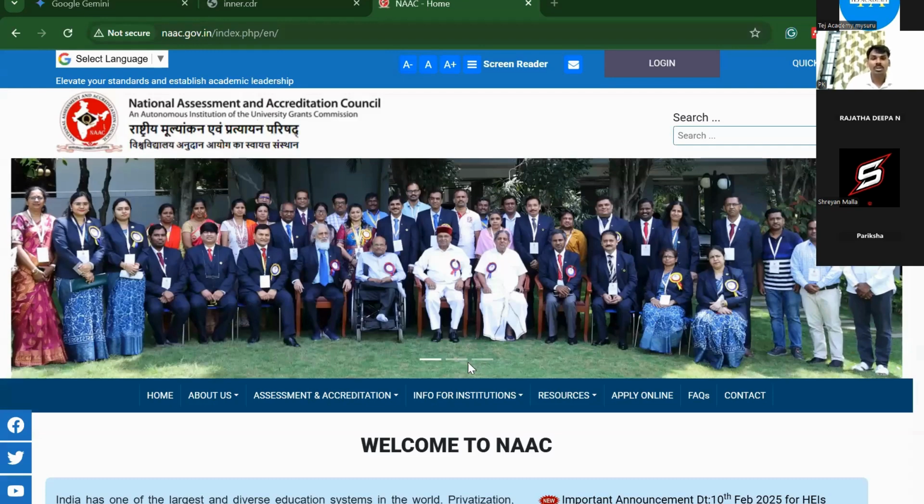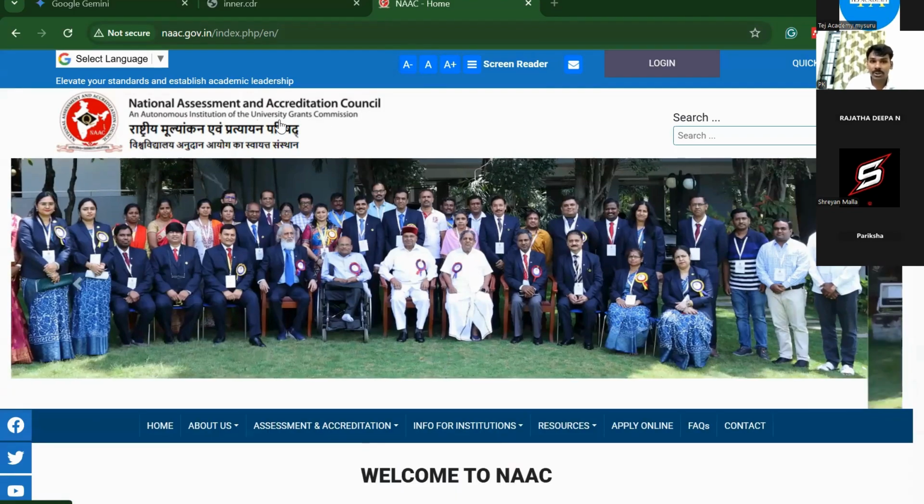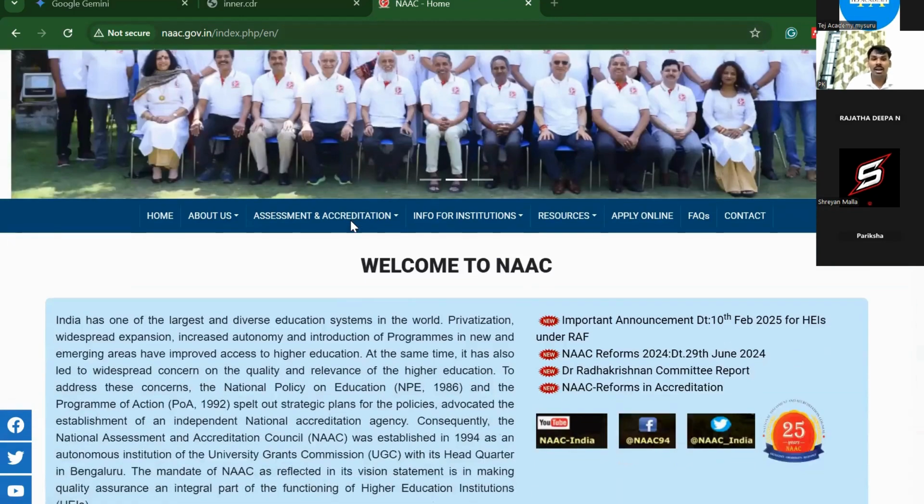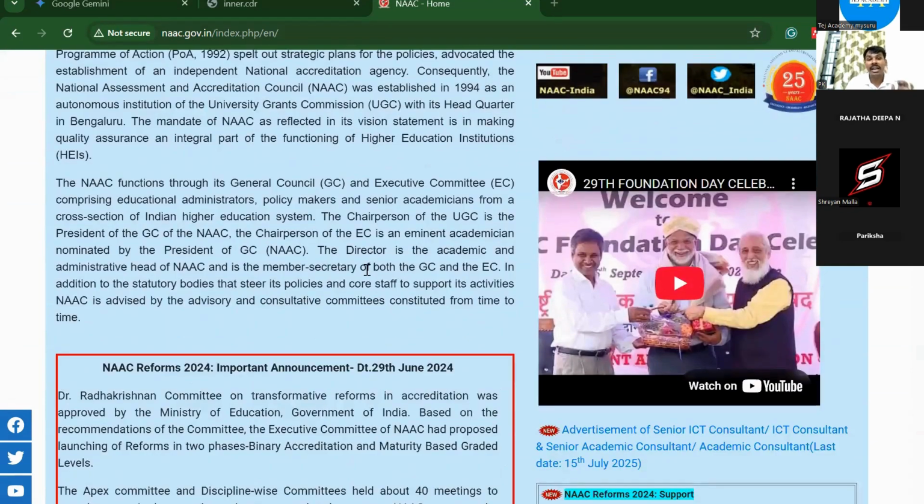Yes, sir. So NAC, that is here on the top, you can see National Assessment and Accreditation Council. It is an autonomous institution under UGC. What is its role? It grades institutions. And now every institution has to get a NAC accreditation. Only then they will be considered as a quality institution. And it has become compulsory for all now.